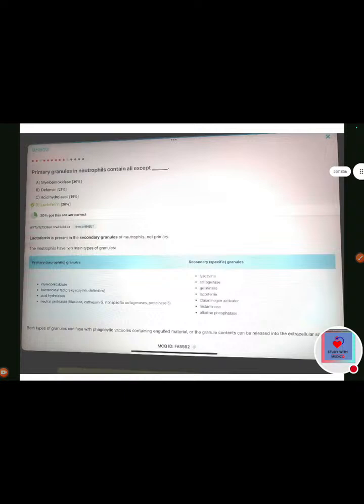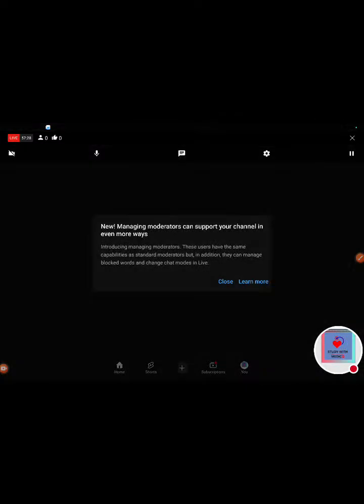Primary granules in neutrophils contain all except which one? They contain myeloperoxidase, which we just studied, yes. Acid hydrolases, yes. The exception is lactoferrin. Lactoferrin is not there, okay. So if you see this table, we reduce the size.